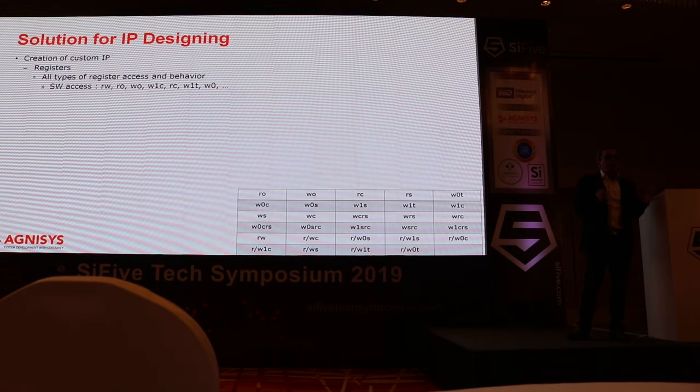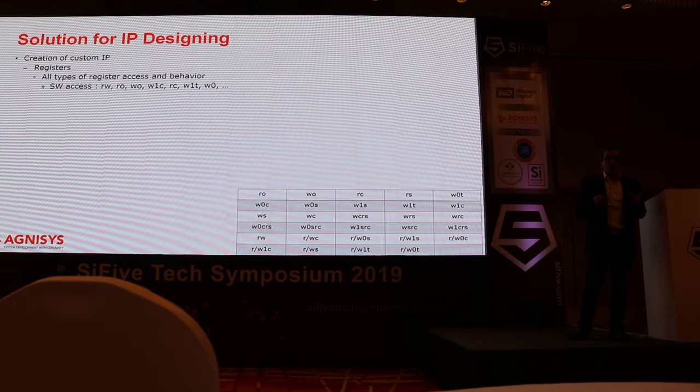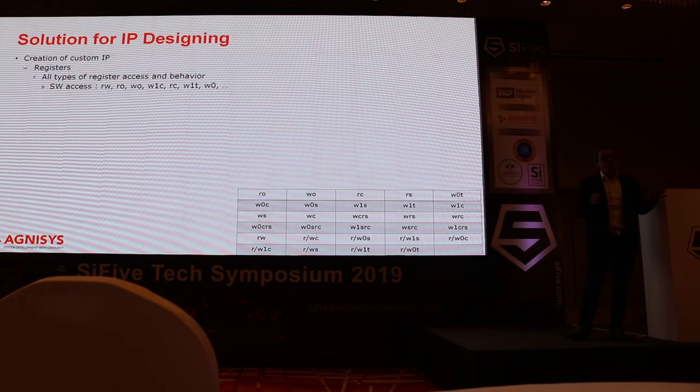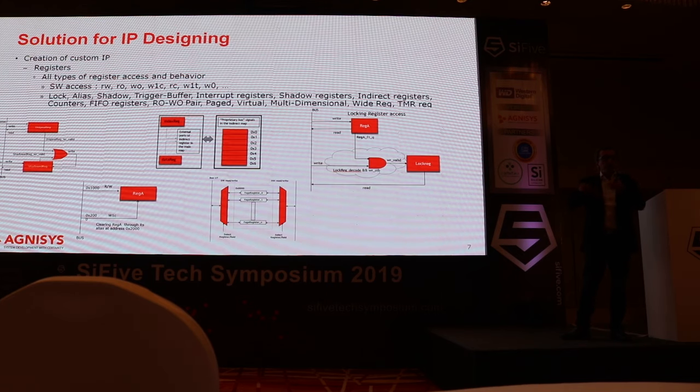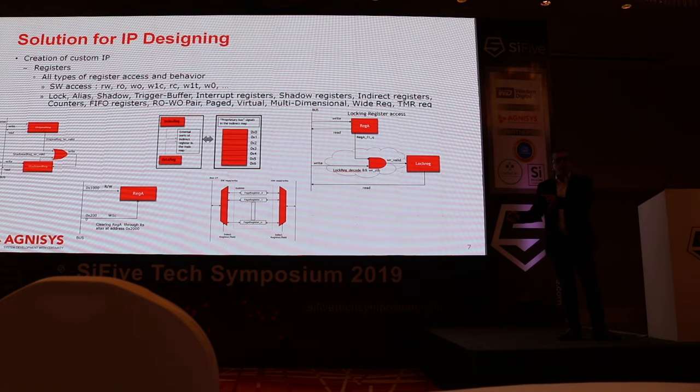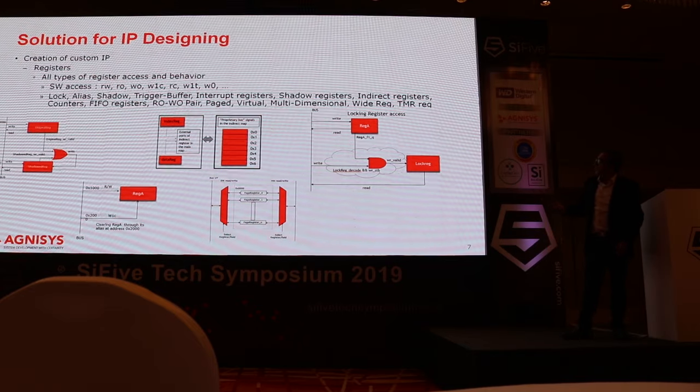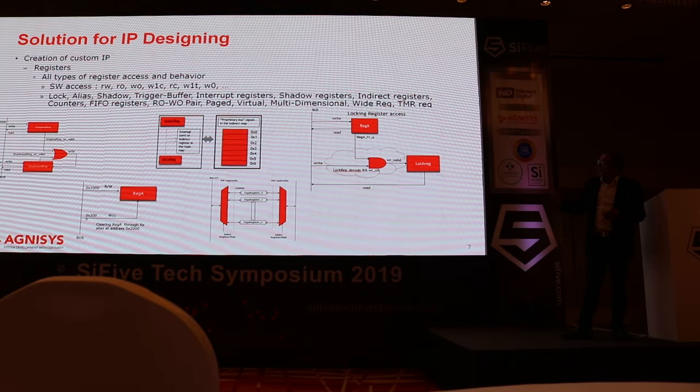So a library of components is one thing that you could use. But then how do you do your custom IP? You can't just be using other people's IP, right? Otherwise, anybody could do it. You have to add your own thing, you have to create your own custom IP. So how do you create those registers? Well, you have all these different types of registers that you need to define. But behind those registers is your core IP that you are creating, right? So there could be all these different types, like lock, alias, shadow, and behind that is your application logic.